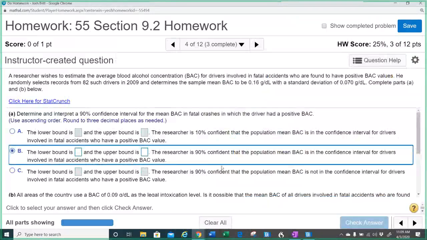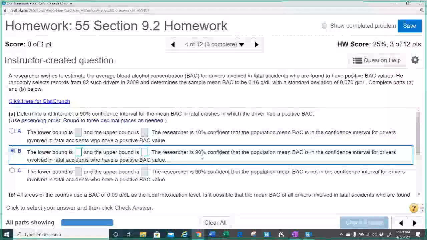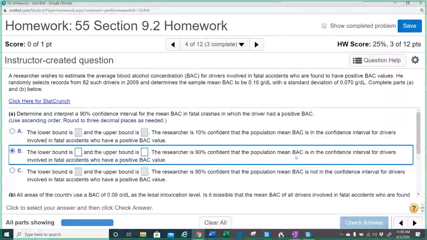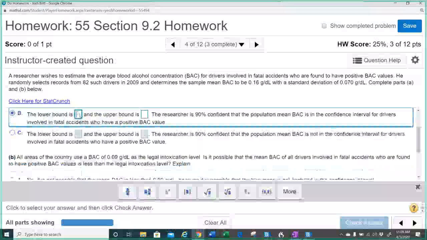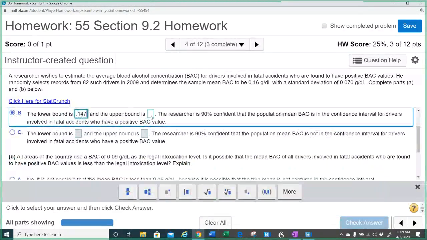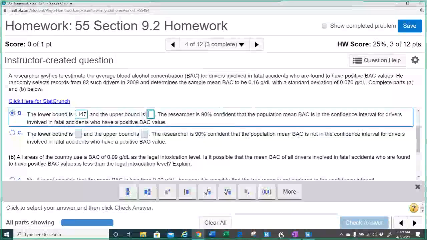Okay, so again, let's get interpretation. The researcher is 90% confident the population mean is in the confidence interval for the drivers found in fatal accidents who have... Okay, so this is the one we want because this is 90%, and this down here says is not in the confidence interval. So this is the one we want. 147 and 173.